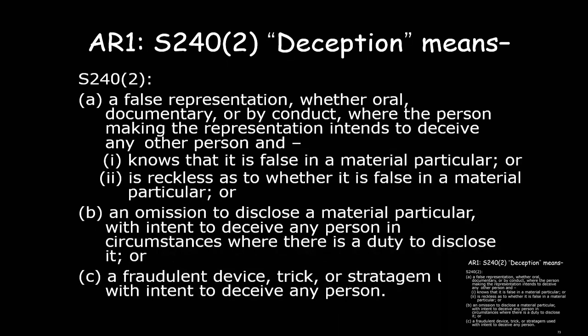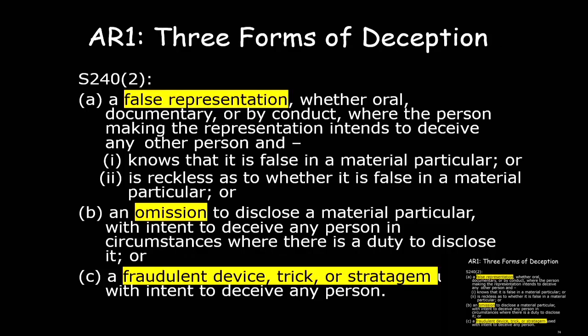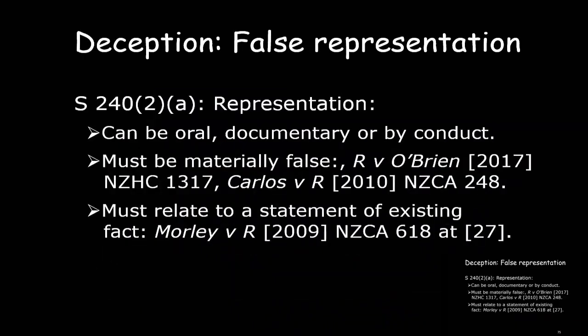So the main emphasis is going to be looking at false representations, because that's where you tend to see most of the case law focusing on. Okay, so as I said, you've got three separate types of deception in essence. False representation, omission, and a fraudulent device, trick, or stratagem.